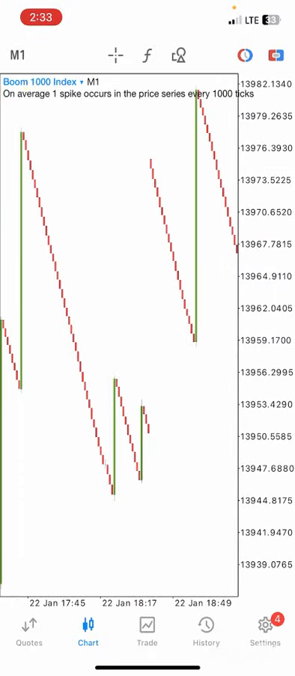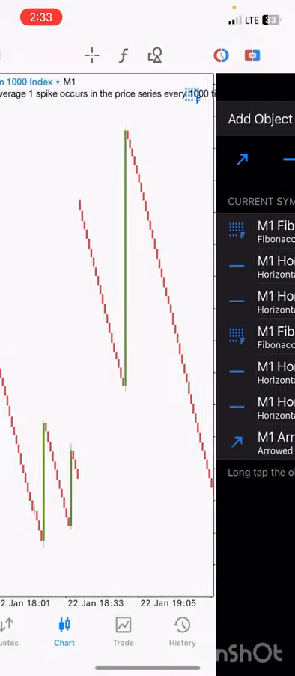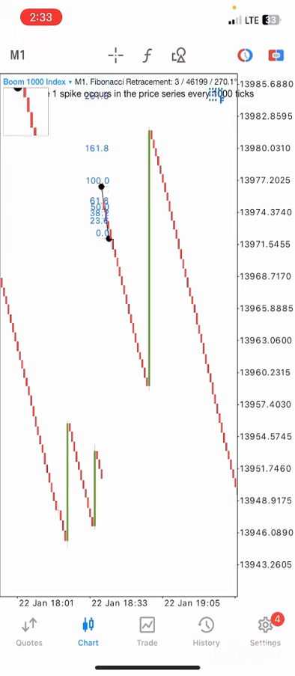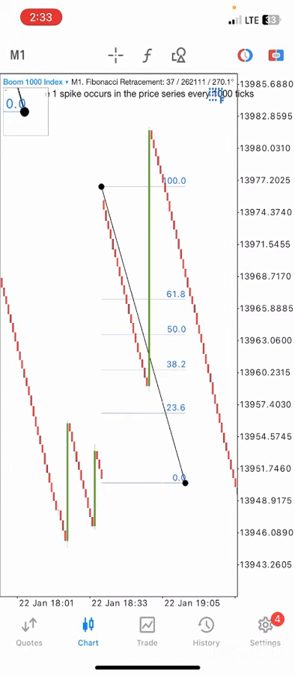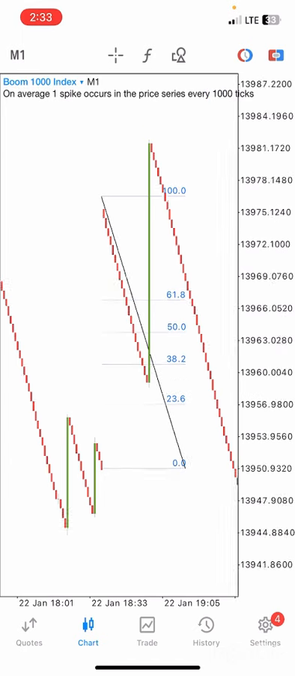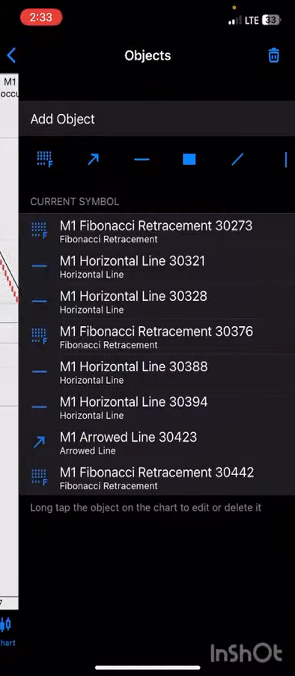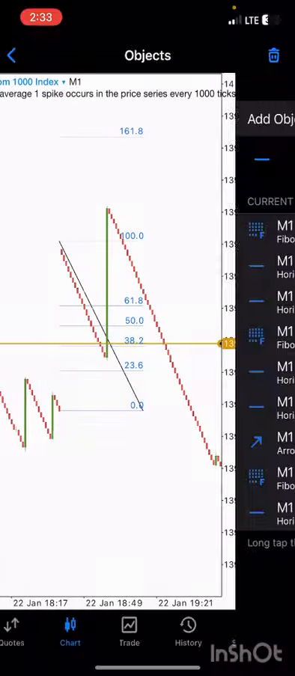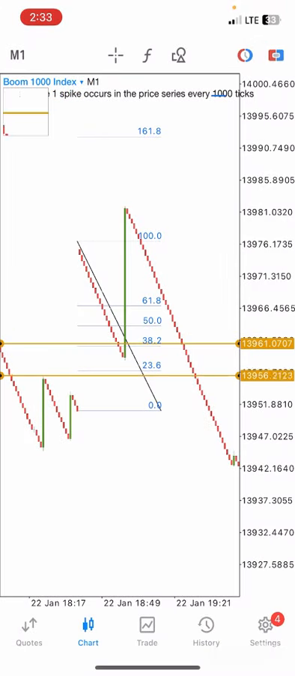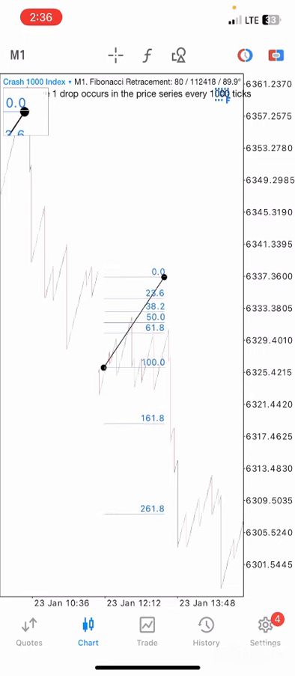Our last example for Boom is this one. You take your Fibonacci object right after the gap, and then you draw from the top to the end of the gap like this. As I said, you are going to identify two specific areas, that is the Fibonacci 38.2 and 23.6 respectively. Anytime price comes back to these areas, you are going to experience a spike.